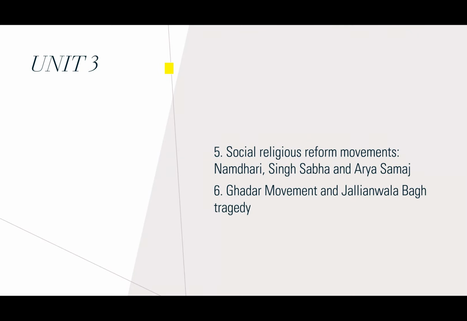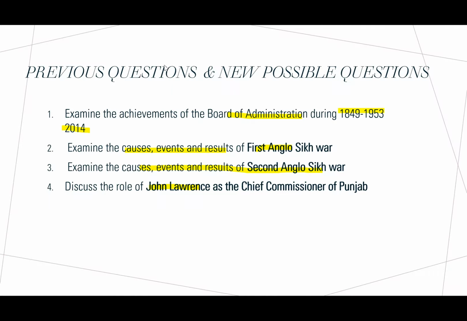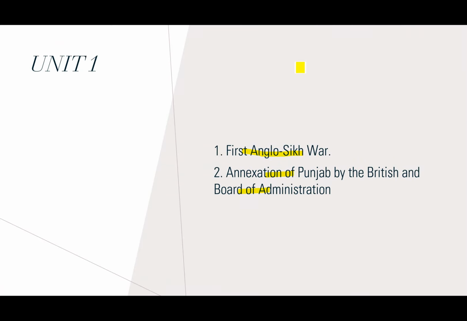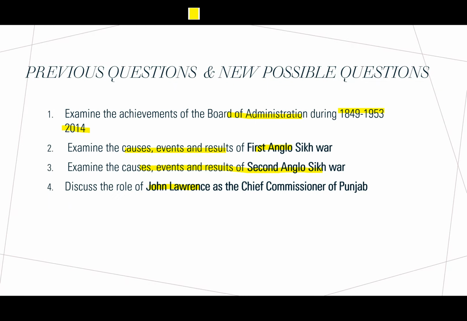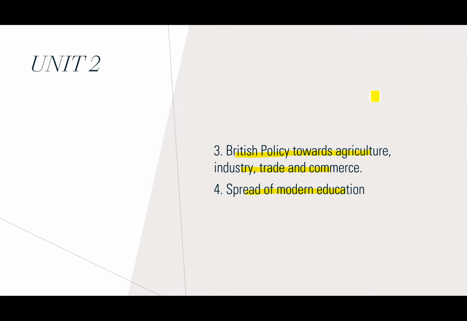Now in Unit 3, so just quickly to see what have we done. Now in Unit 1, there's the Anglo-Sikh War, annexation, and Board of Administration. So of course, for the Board of Administration, they can ask you 1849 to 53. And in 53, it's John Lawrence as the Chief Commissioner of Punjab and whatever developments happened under him. And of course, the First and Second Anglo-Sikh War, causes, events, and results, right?